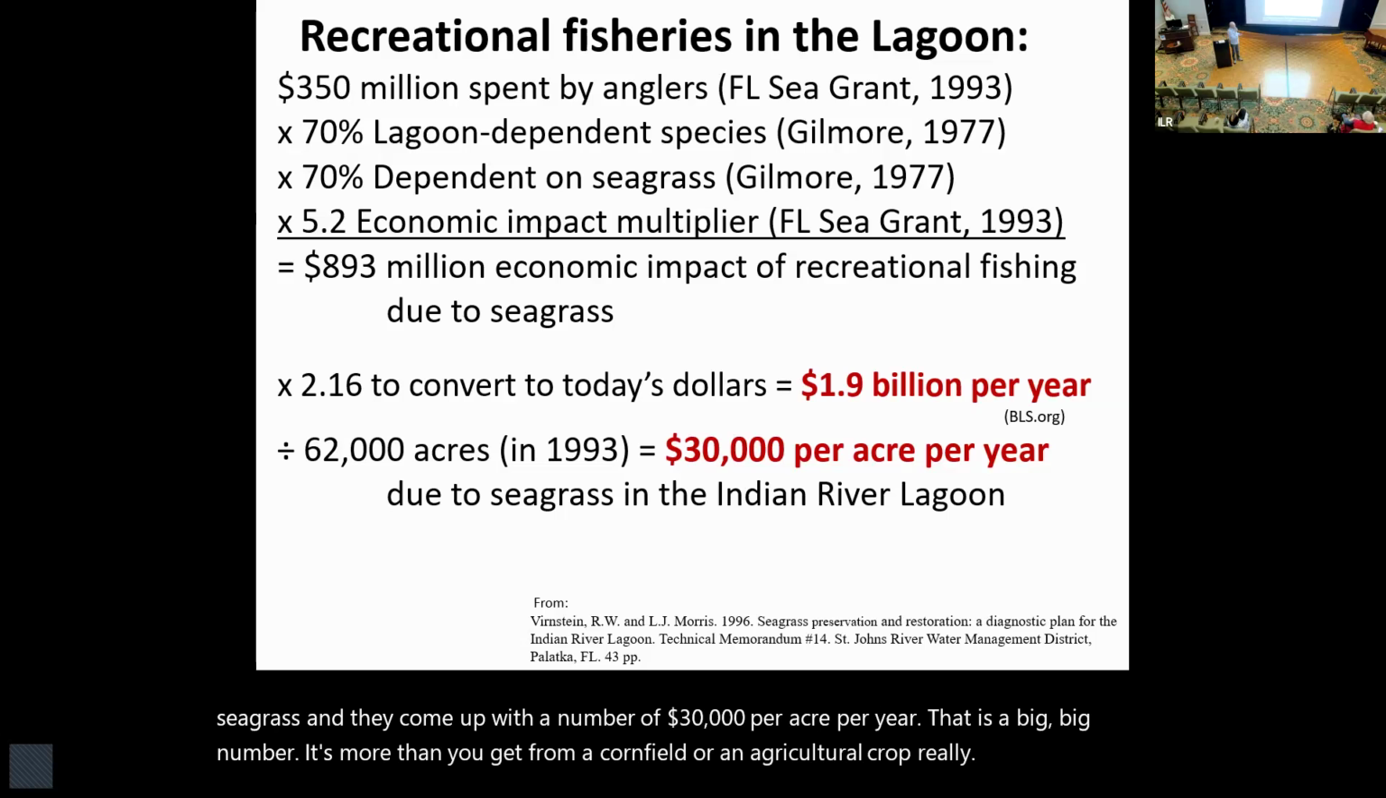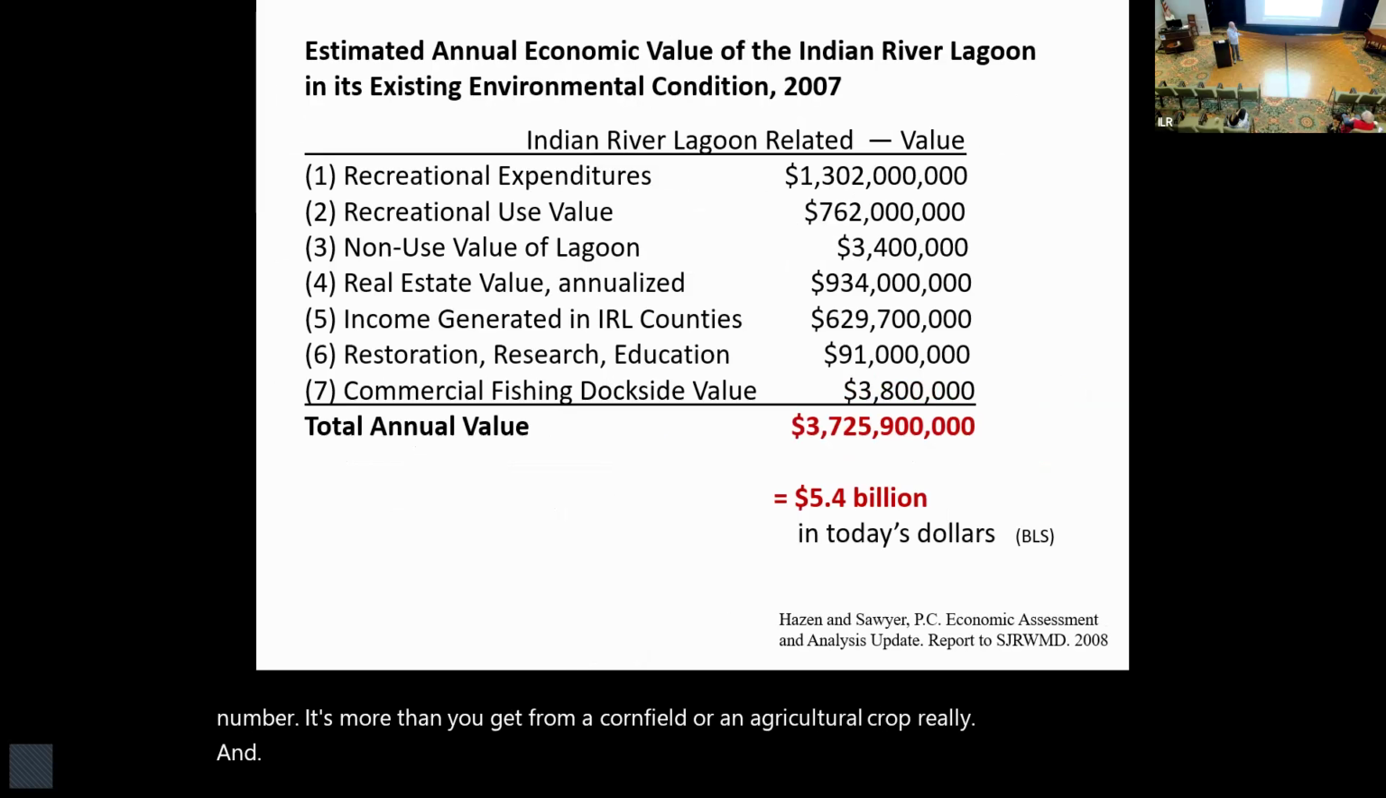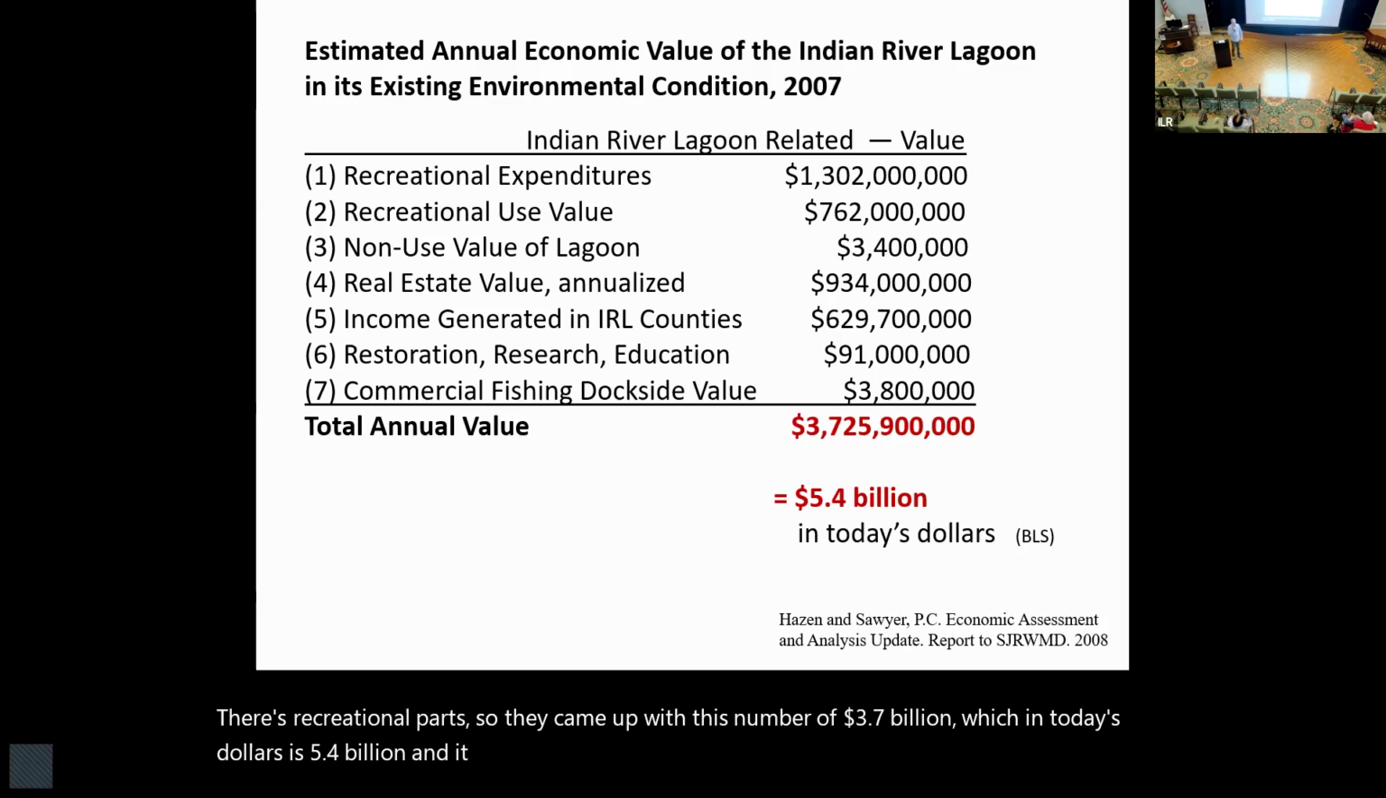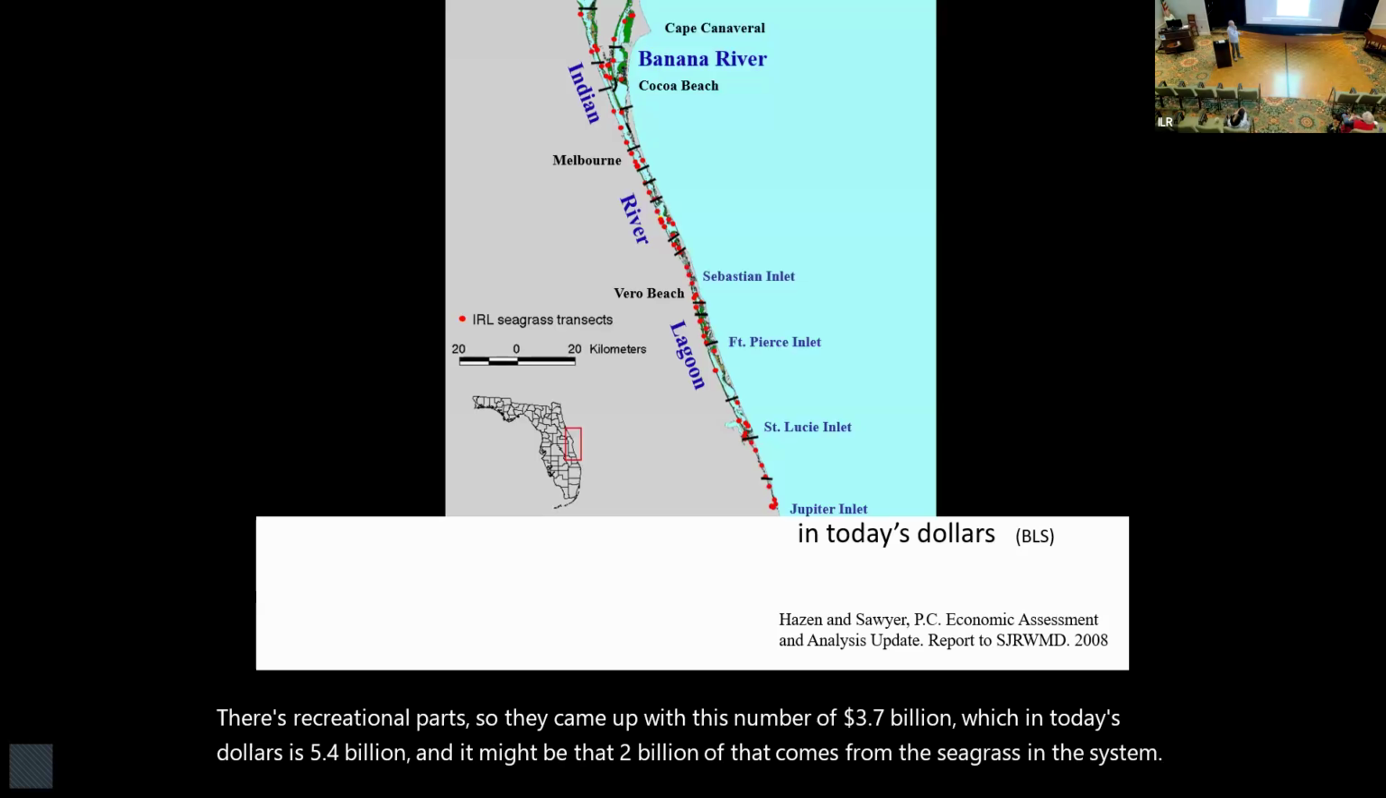Another economic study looked at other values like recreation. Certainly having a home on the water adds real estate value. There's recreational parts. So they came up with this number of $3.7 billion, which in today's dollars is 5.4 billion. And it might be that 2 billion of that comes from the seagrass in the system. Anyway, those are big, big numbers.